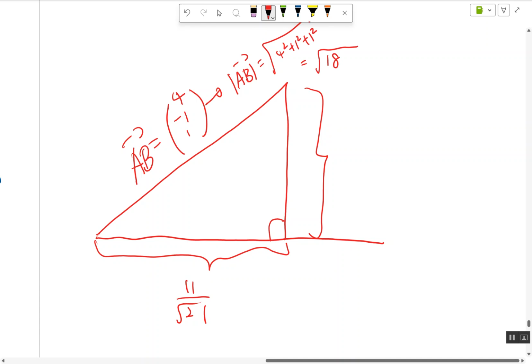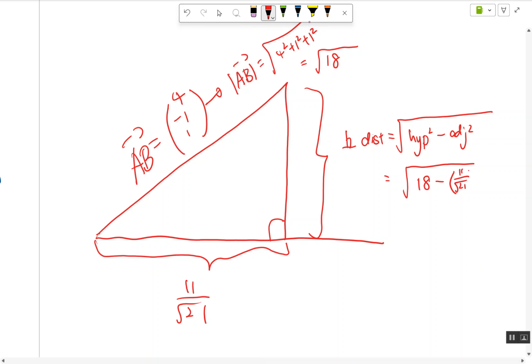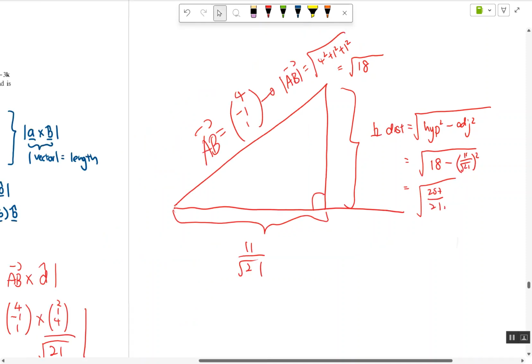Now for this, it is just the Pythagoras theorem. So the perpendicular distance is just equal to the square root of hypotenuse squared minus the adjacent squared. That would be equal to the square root of 18 minus 11 over square root 21 squared. And you will still get the same answer of 257 over 21, if they want it in exact form.